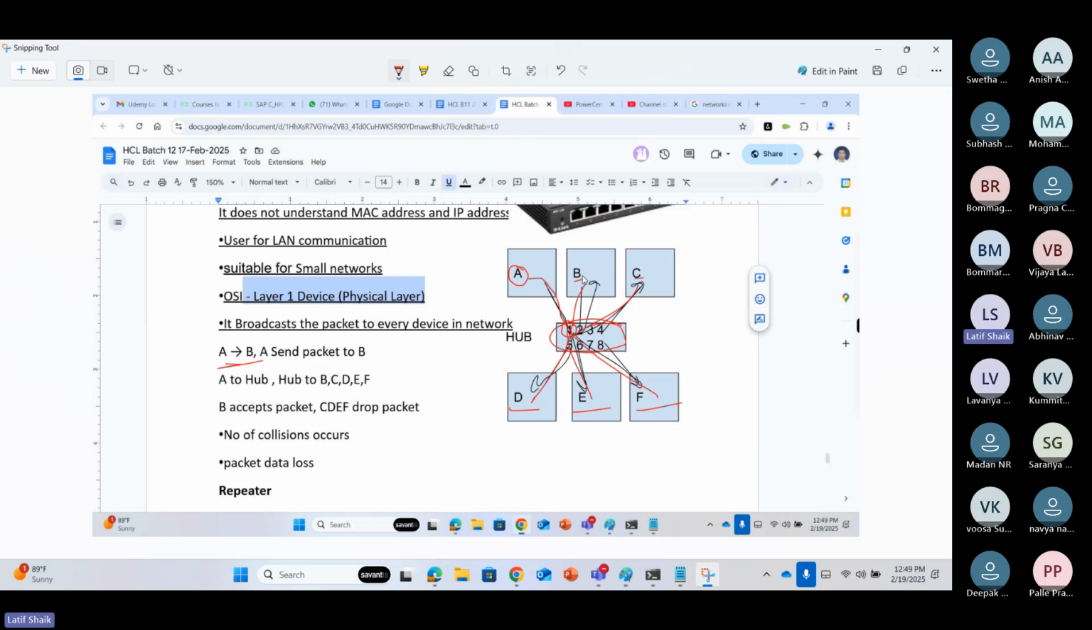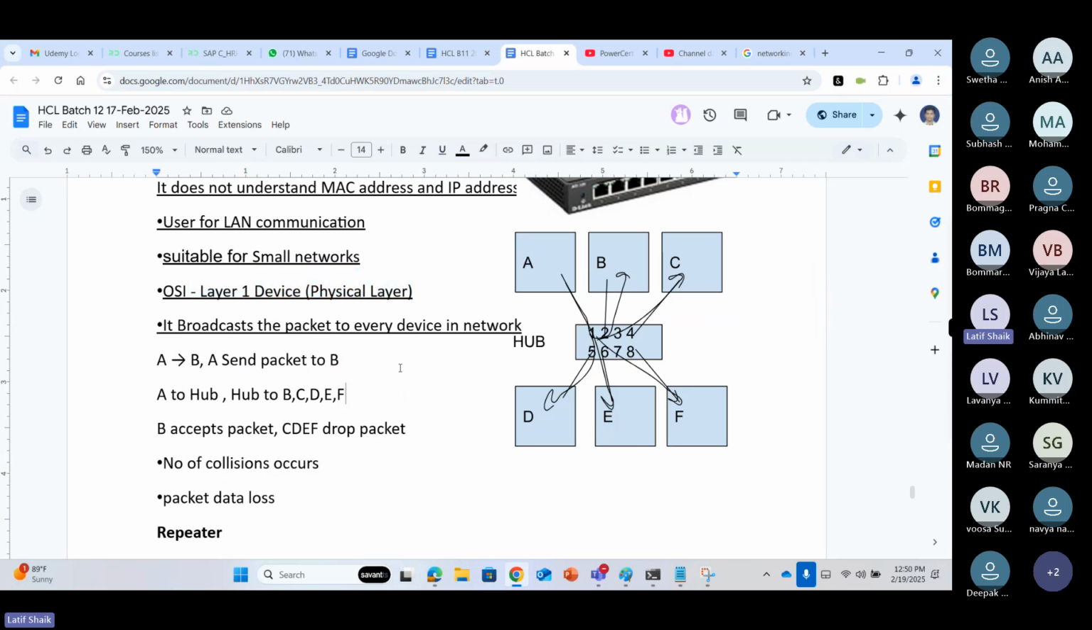Now B wants to send a packet to E. So B sends to the hub, and the hub sends to D, as well as E, F, and A also. It means it is not only sending to the destination, it is also sending to everyone. Other devices will drop the packet and the actual recipient will accept it. So it keeps on sending. That's why it is suitable for small networks.